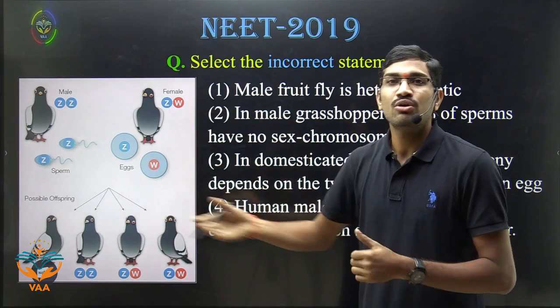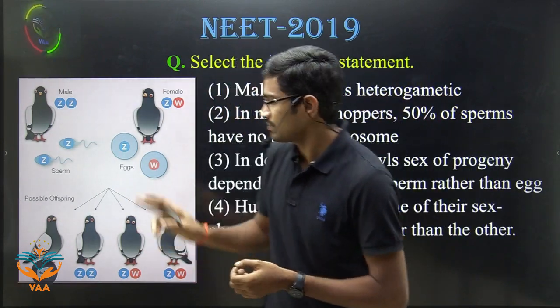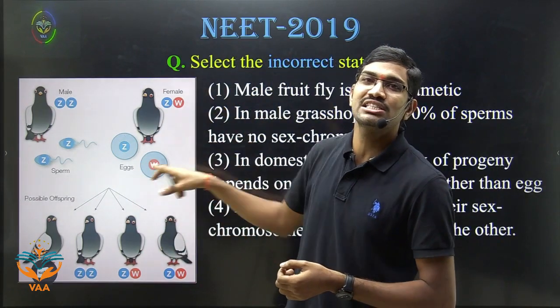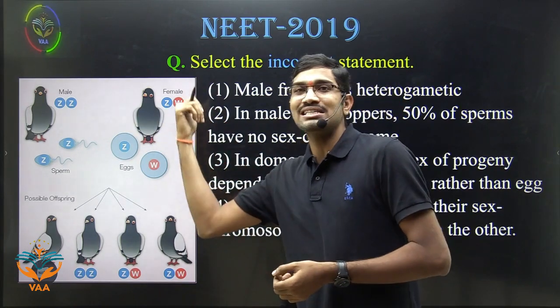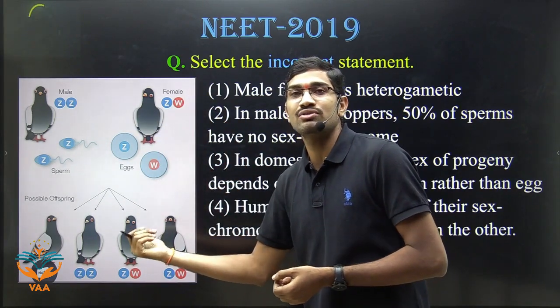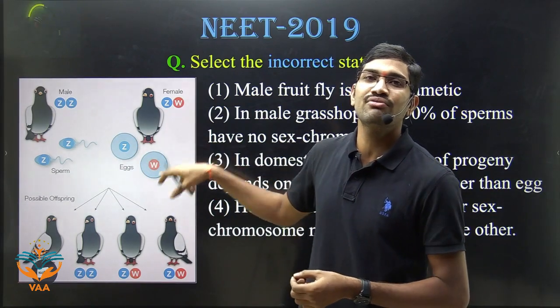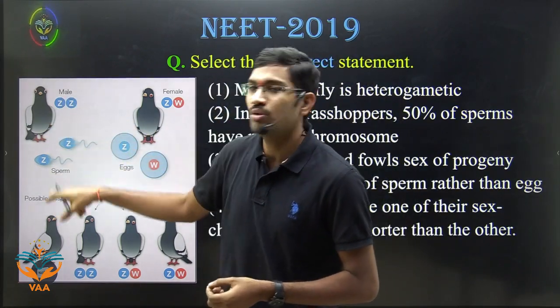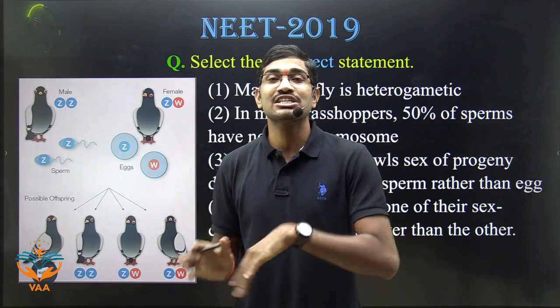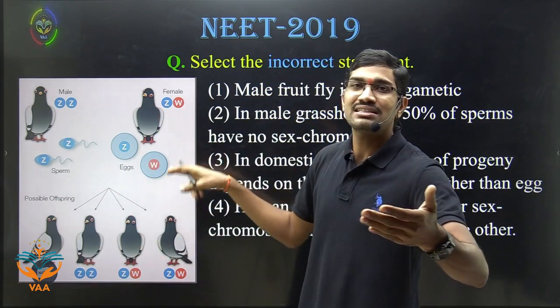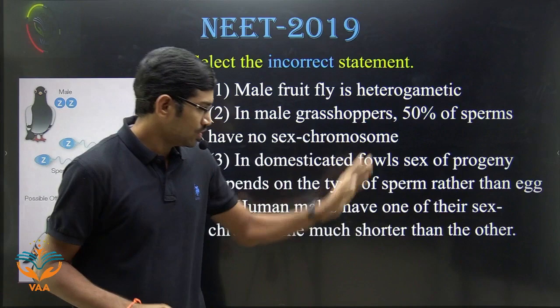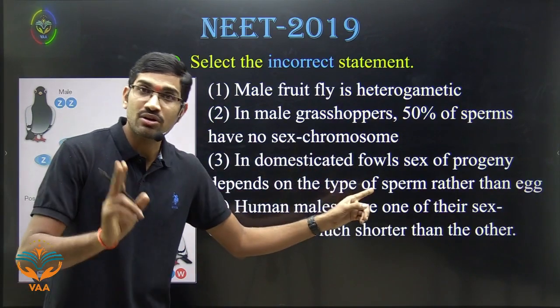So in the birds, who is heterogametic actually? Yes, it is the female which is heterogametic. When the female is heterogametic, then the sex of the next generation is dependent upon the ovum, because a female is producing two different types of gametes, but the male is homogametic. So male will not decide the sex of the next generation. Female will decide the sex of next generation. Yes or no? So that's why this statement will be wrong.